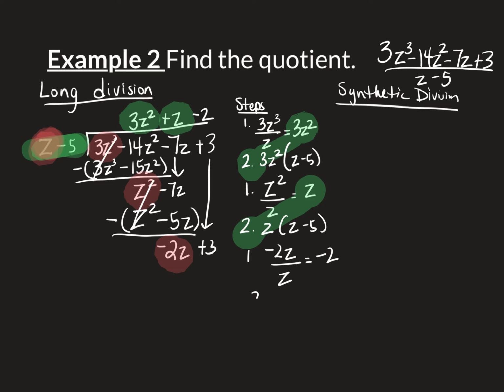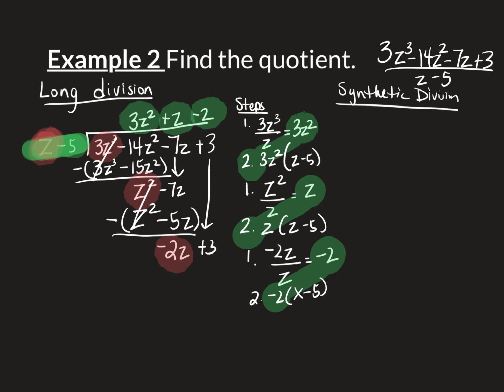Then step 2 is to multiply. Multiply this number by the divisor. So multiply the answer that you just got, negative 2, with the divisor. So negative 2 times z minus 5. And I'm going to put that answer underneath its like terms. So negative 2 times z goes here. Oh, sorry, I had written an x. I'll change that. So negative 2 times z is negative 2z. Negative 2 times negative 5 is positive 10.